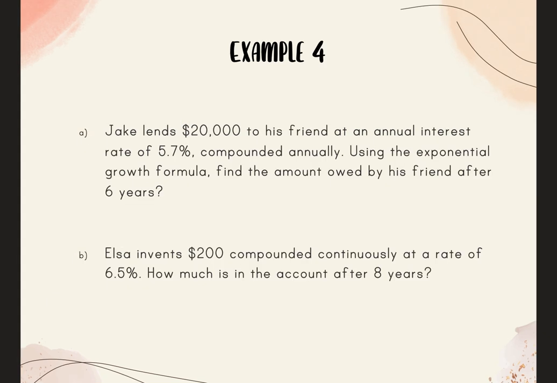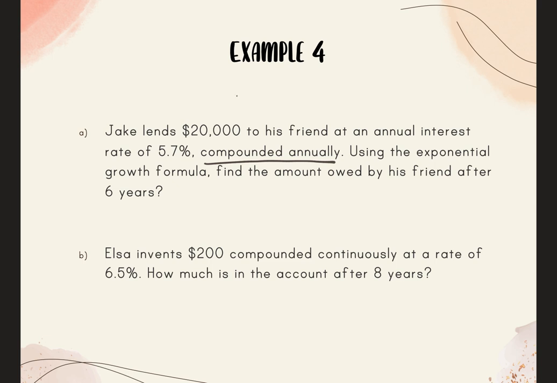Go to example 4. A says Jake lends $20,000 to his friend at an annual interest rate of 5.7% compounded annually. Use the exponential growth formula to find the amount owed by his friend after 6 years. Now there's words in here that are so important, and the first is compounded annually. That is not the same as compounded continuously. Continuously, if you look on B, it says continuously. Continuously is PERT. Annually is your regular standard percent increase.